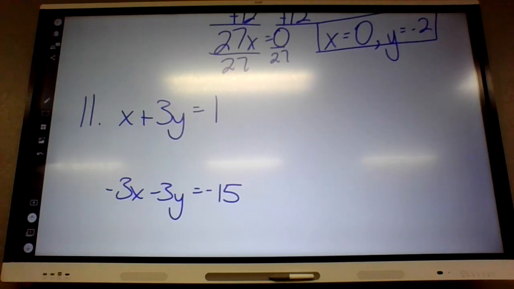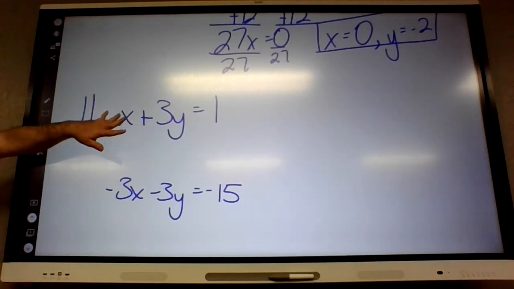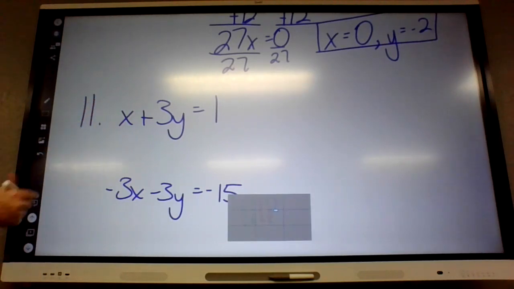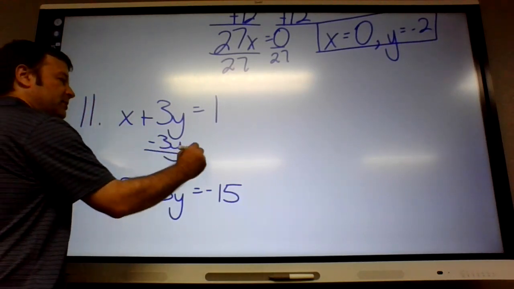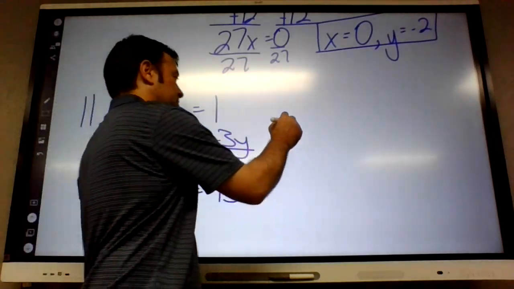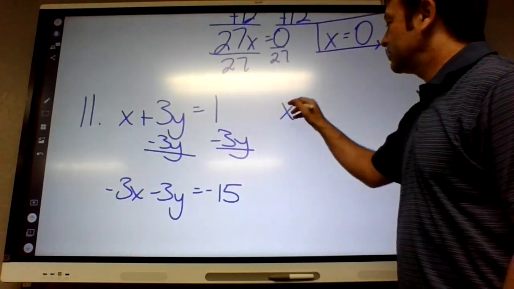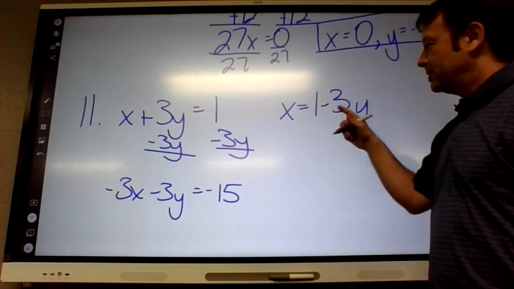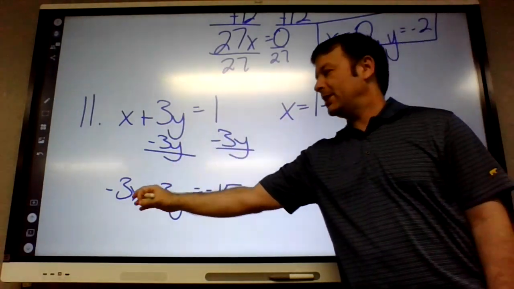Okay, Forrest. Wait, was it Caden or Forrest? Caden, what should we do on this one? You could do minus 3y on the top. We don't need it to say y equals. It would be easier to get x by itself on this one. So you could subtract 3y and get x equals 1 minus 3y. But if you do that, just make sure you're replacing x, not y.